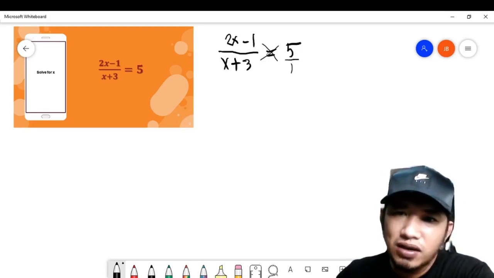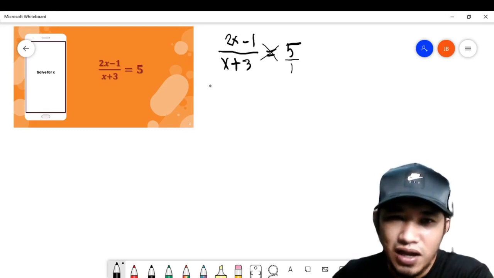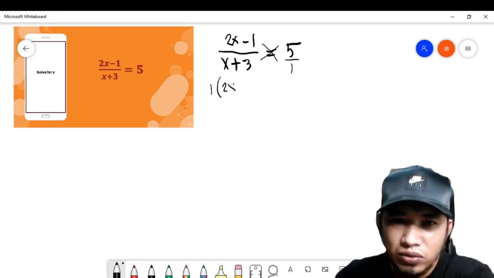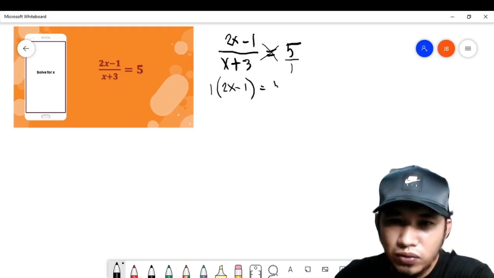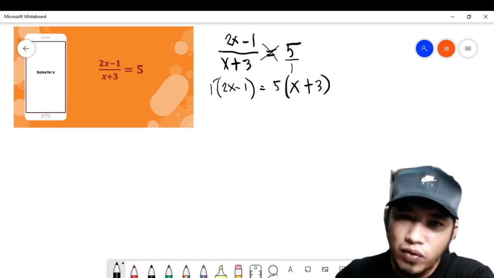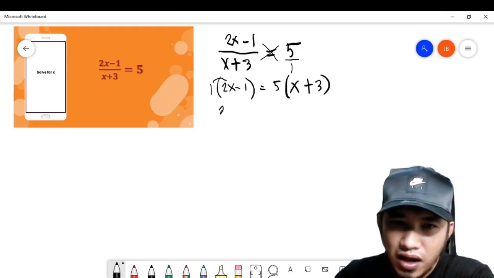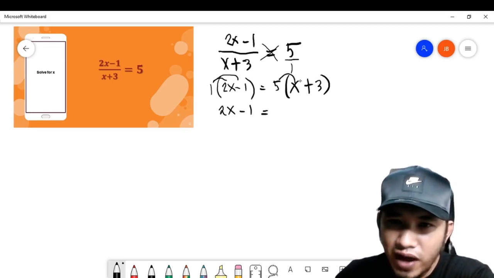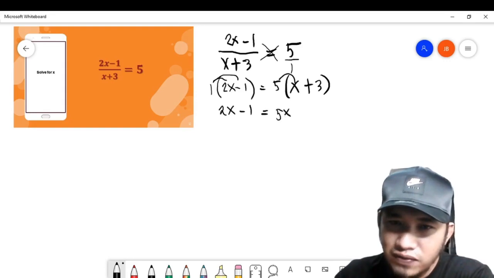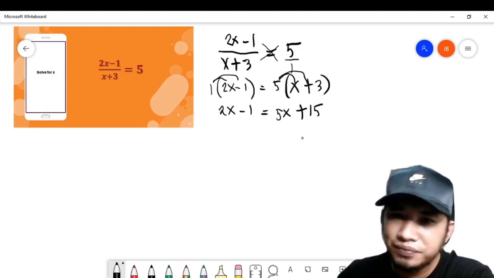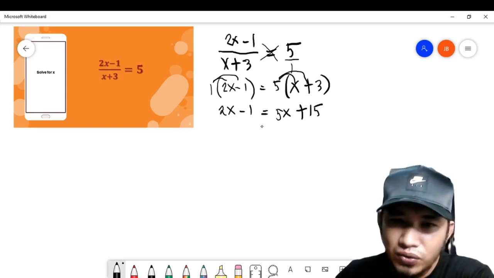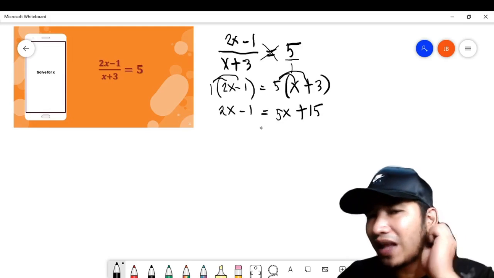natin is cross multiplication. That is 1 multiplied to 2x minus 1 is equal to 5 multiplied to x plus 3. Okay, 1 multiplied to 2x is 2x, and then 1 multiplied to negative 1 is negative 1 is equal to 5 multiplied to x is 5x, 5 multiplied to 3 is 15. Alright? So, kung saan yung mas malaki, ililipat natin sa kanya yung mas maliit.